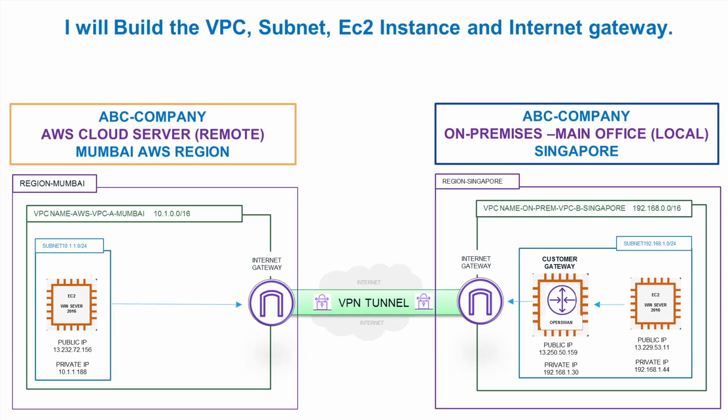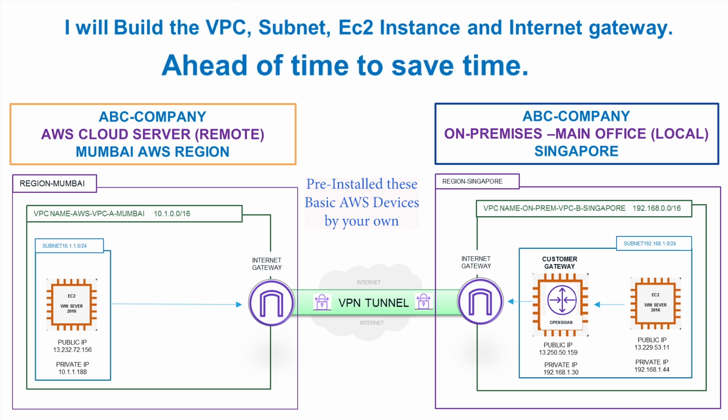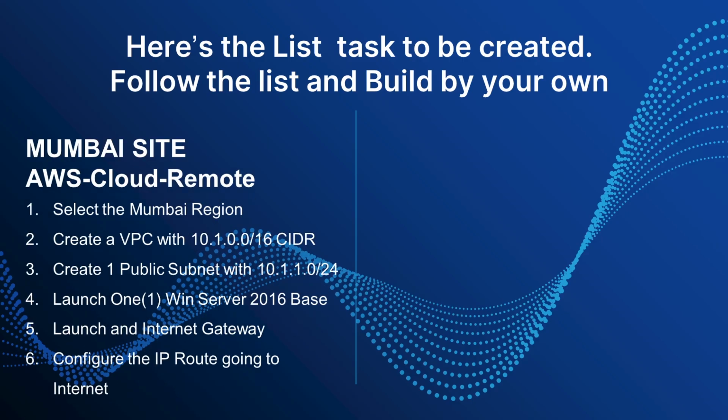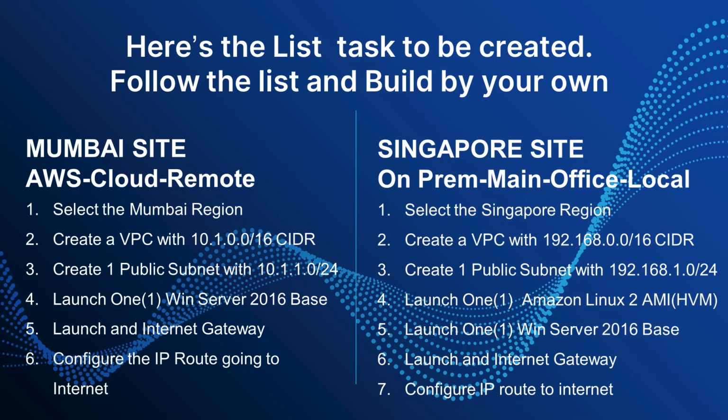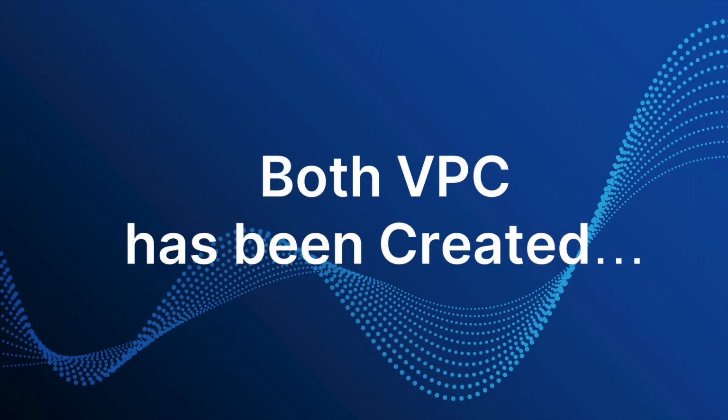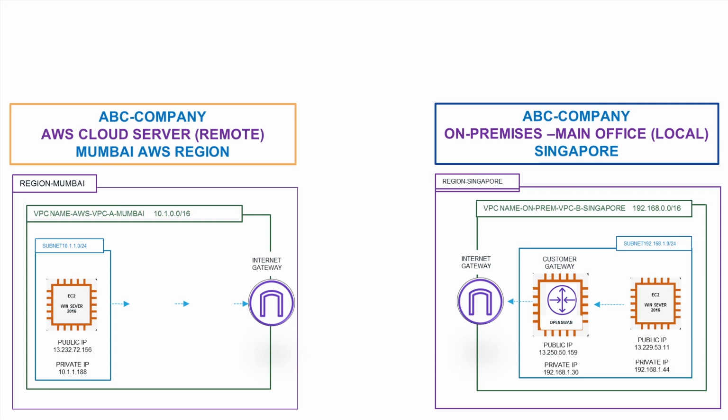Before we begin, since it is an advanced topic, I assume you're already familiar with setting up a VPC, subnet, launching an EC2 instance, and configuring an internet gateway. So I will pre-install all the needed components before we begin the site-to-site VPN configuration. Here's the list of the tasks to be created. Follow the list and build it on your own. Now all the components are ready.